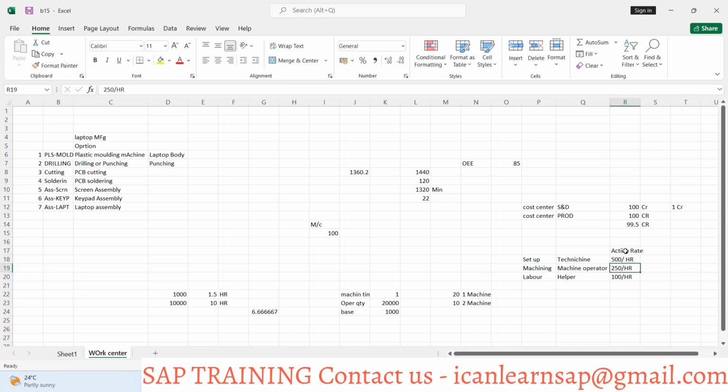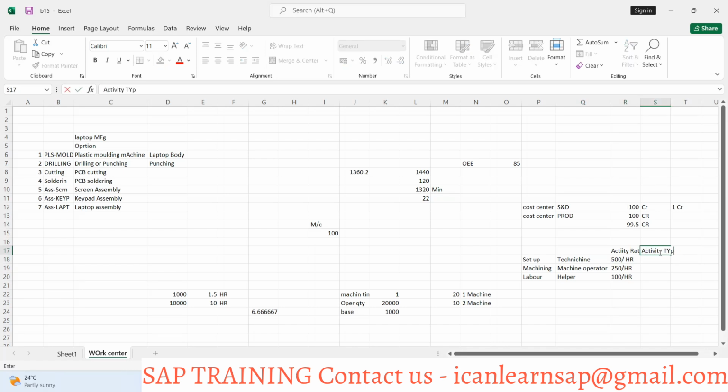Okay, clear, team? Now who is going to define this rate? Definitely not you, me, or any shop floor supervisor. There are finance people who will take care of this. Yes or no? Agreed? Finance. So this is your activity rate, and this activity rate is going to be updated in an activity type.